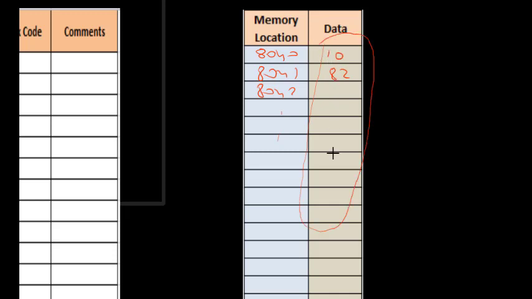So all the data bytes which are more than 80 will be considered as negative. So they will come to this particular 8050. So the first one will come, 82. You won't get 10 because 10 is positive. So this way we can run the program and get the result.